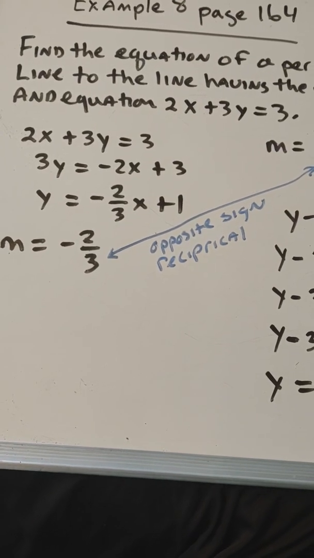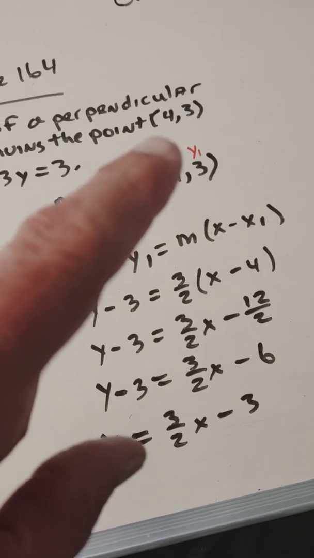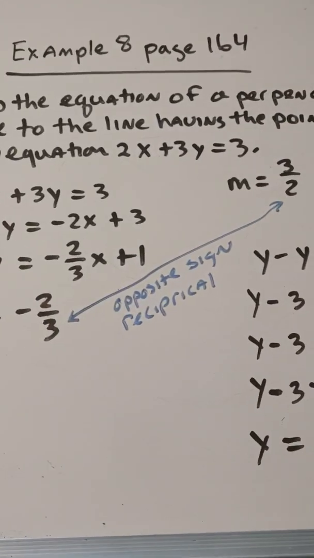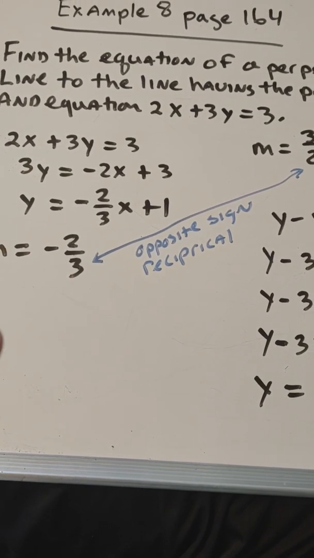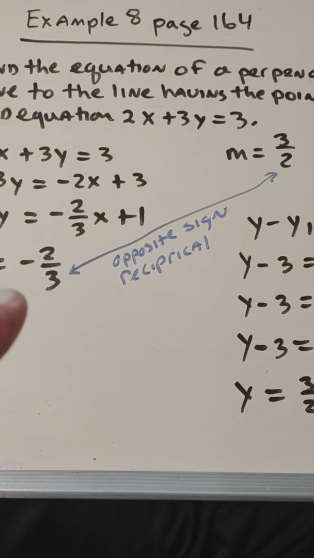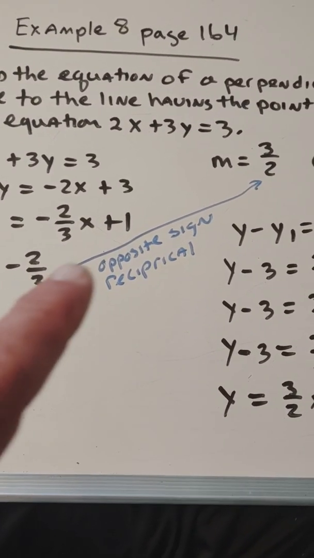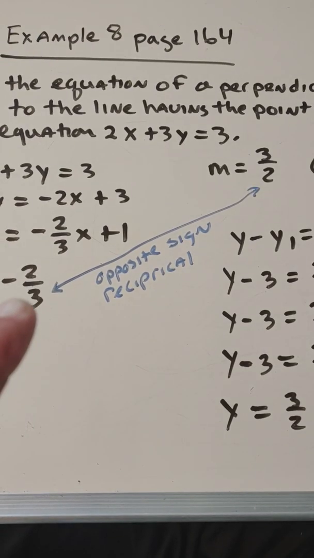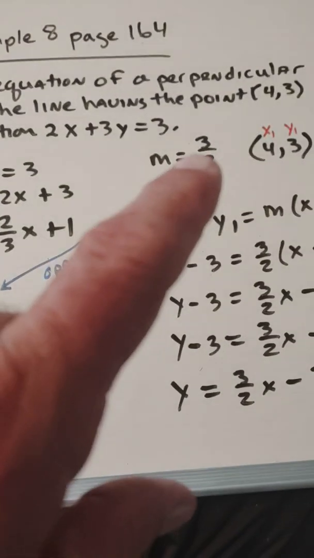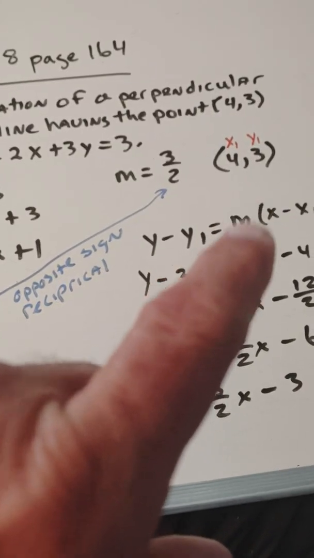We want to find the slope of the line passing through the point (4, 3). So what happens here is that perpendicular lines have opposite signs, so this is negative, this will be positive, and they are reciprocals of each other. So if this is 2 over 3, this is 3 over 2, and we're using the point (4, 3).